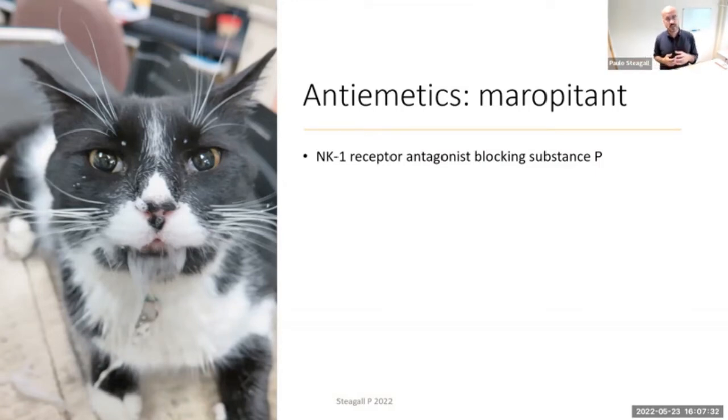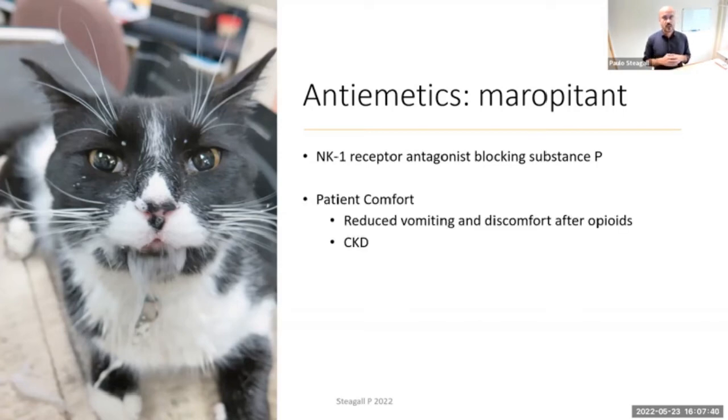But I think it's really important to reduce nausea and vomiting in our cats in the perioperative setting as much as we can. It's one of the things that also contributes to patient comfort. There has been pretty solid data and information that it reduces vomiting. It looks like it doesn't reduce much nausea, but if it reduces vomiting and discomfort after opioid administration, I think this is already a positive thing.